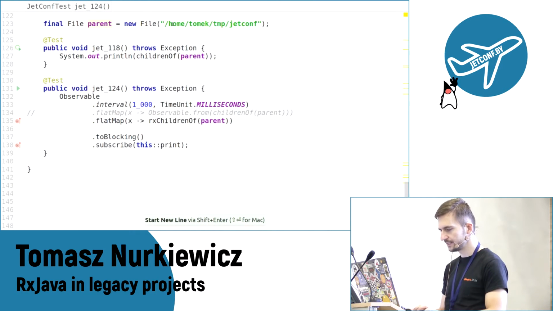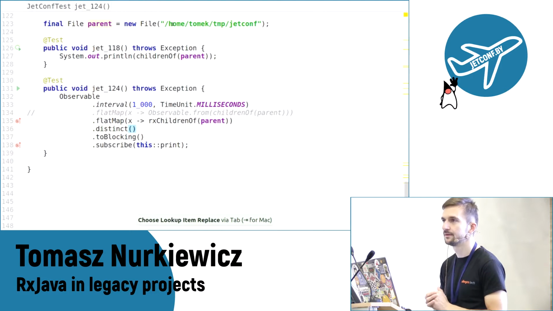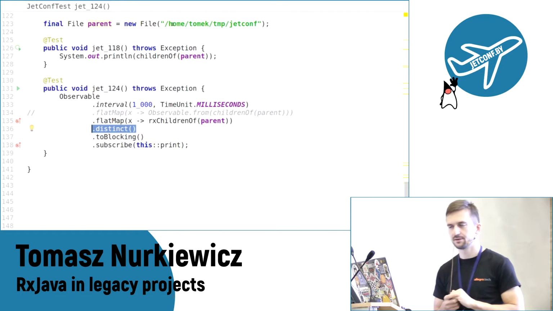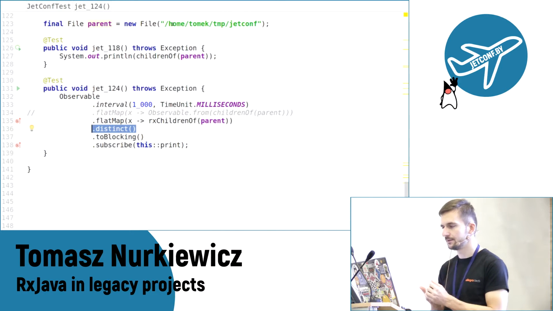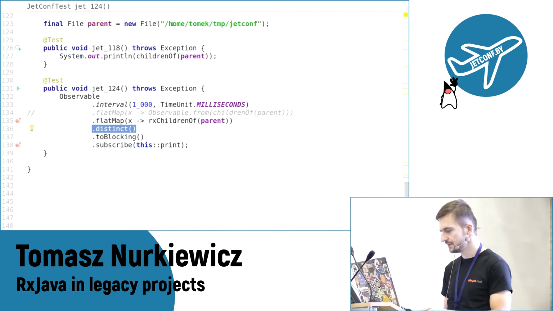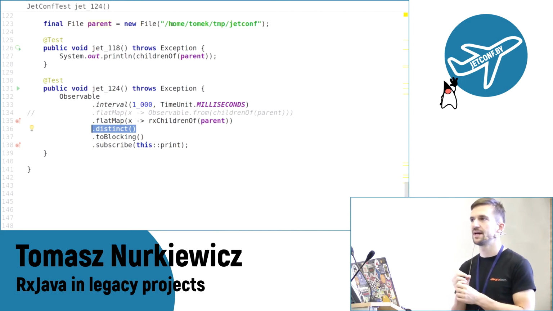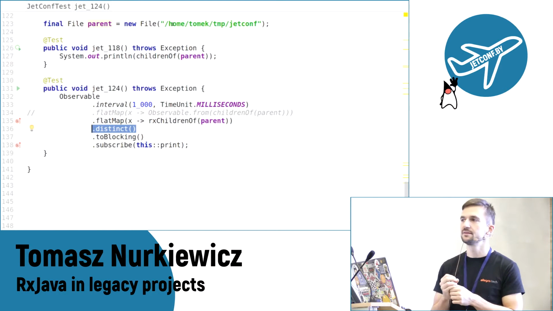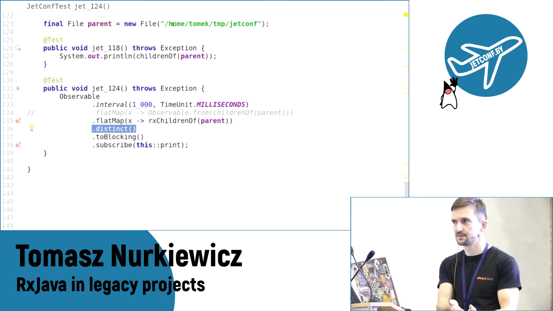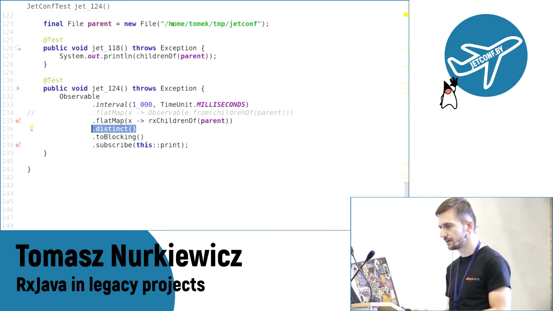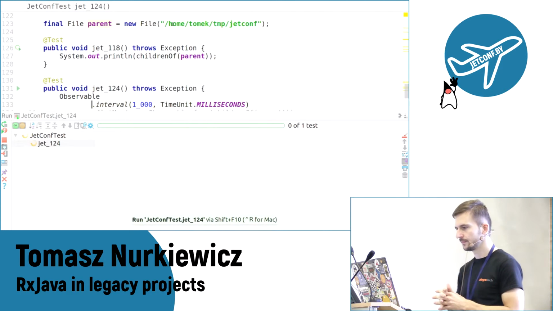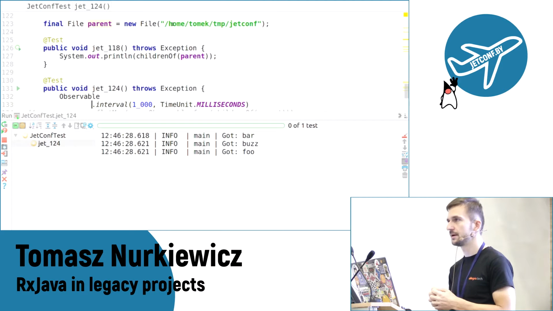Well, at this point, I can simply say distinct. I'm just adding a distinct operator. And the way it works is as follows. Every single time an event appears, the distinct operator has some sort of internal cache that makes sure that this event didn't appear before. If it didn't, then the event is passed further. If it did, it's just discarded. So let's run it again.